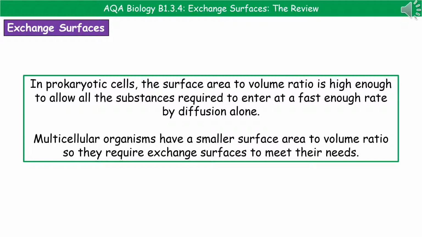When we come on to the multicellular organisms, like us, then what we find is we've got a much smaller surface area to volume ratio. So diffusion wouldn't actually get us everything we need in a fast enough time. So in order to counteract that problem, we have developed these things called exchange surfaces to meet our needs.